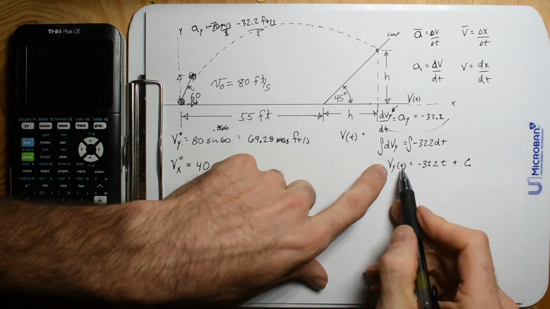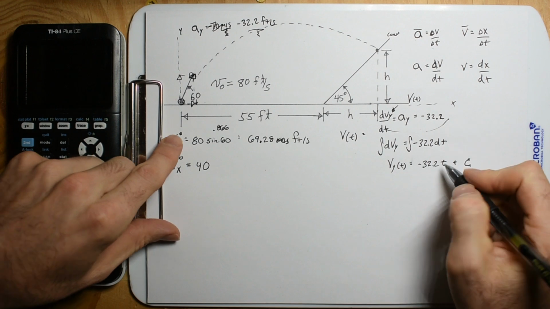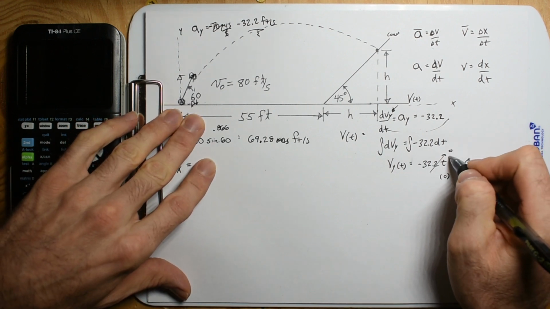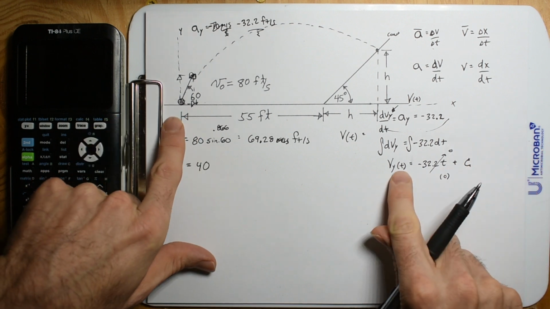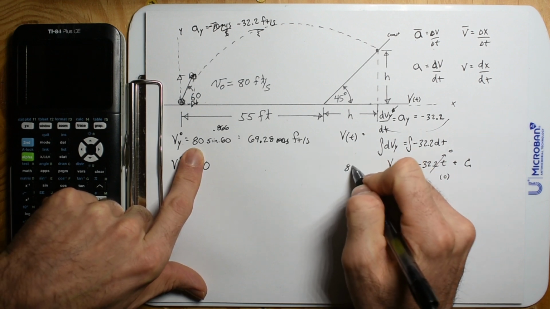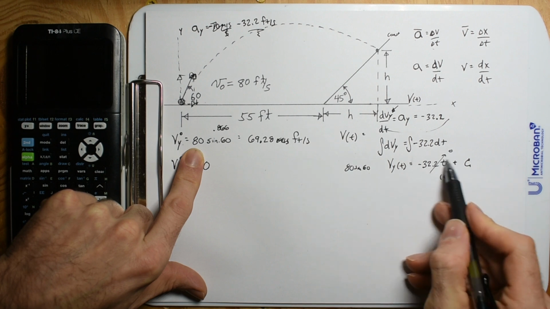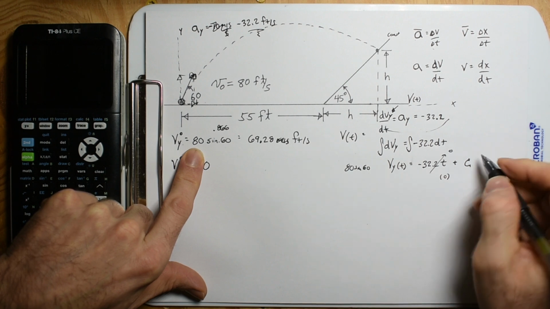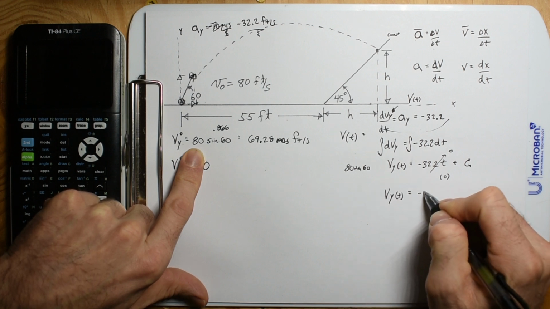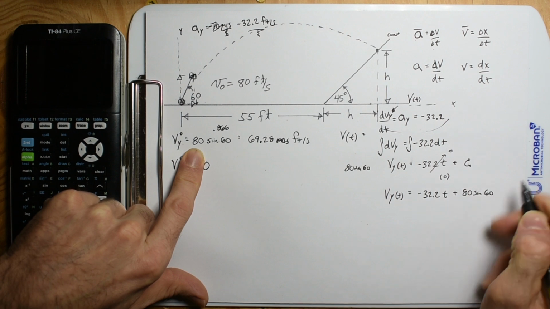What this means is that if this is a function of time, it should work. And so usually you're going to set time equal to 0, so this term just becomes 0. But at time equal to 0, we're going to have some velocity in the y direction. This side is going to be 80 sine 60. And so we're going to have 80 sine 60 is equal to 0 plus c. So this constant has to be 80 sine 60. So the velocity as a function of time is negative 32.2 t plus 80 sine 60 as a constant.